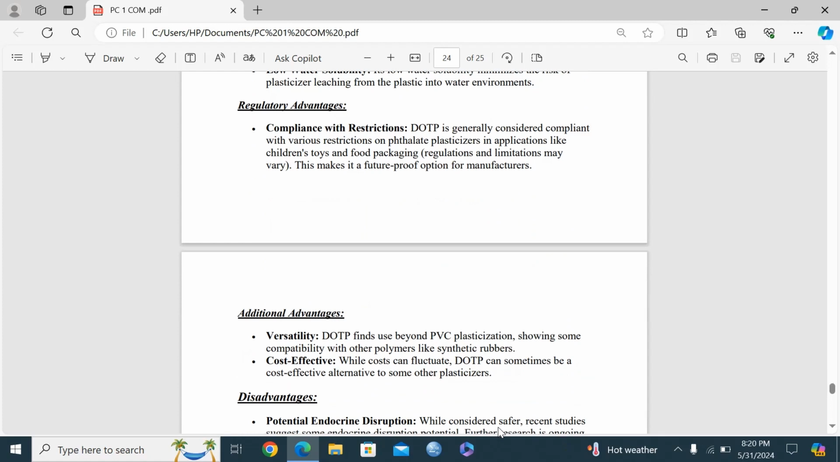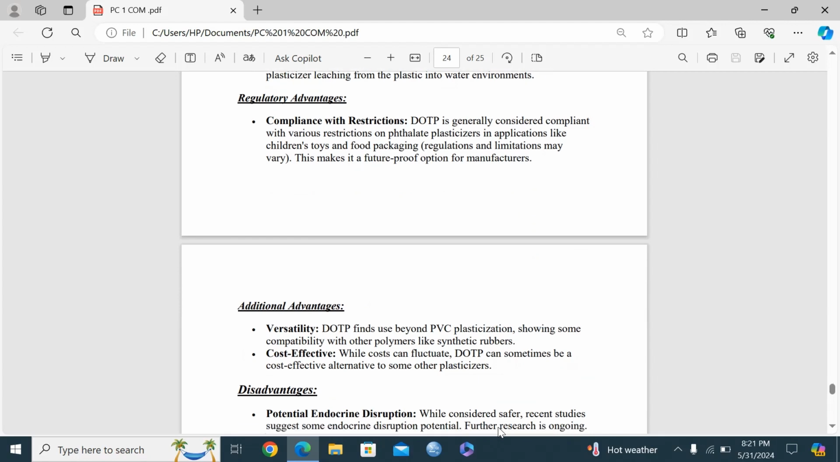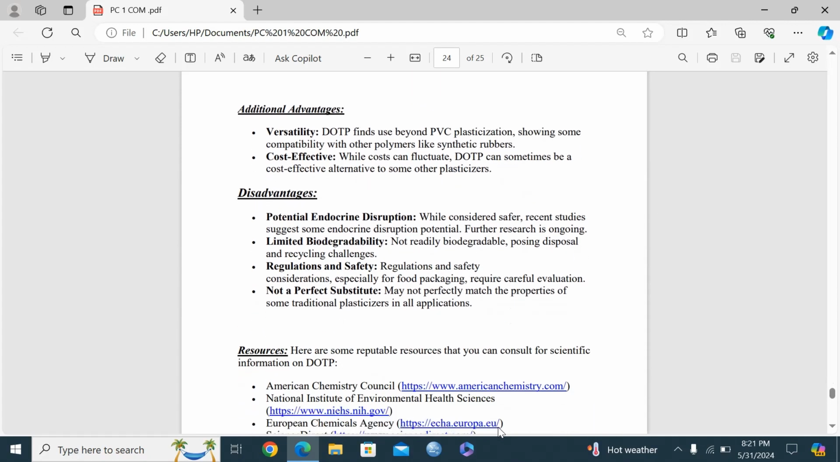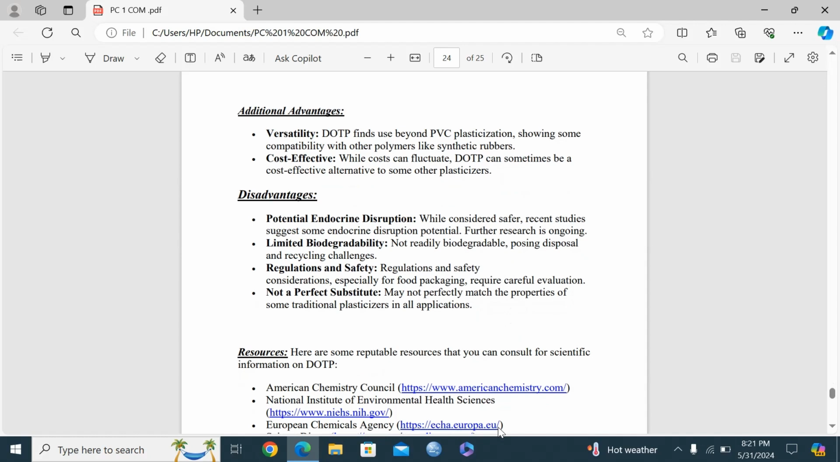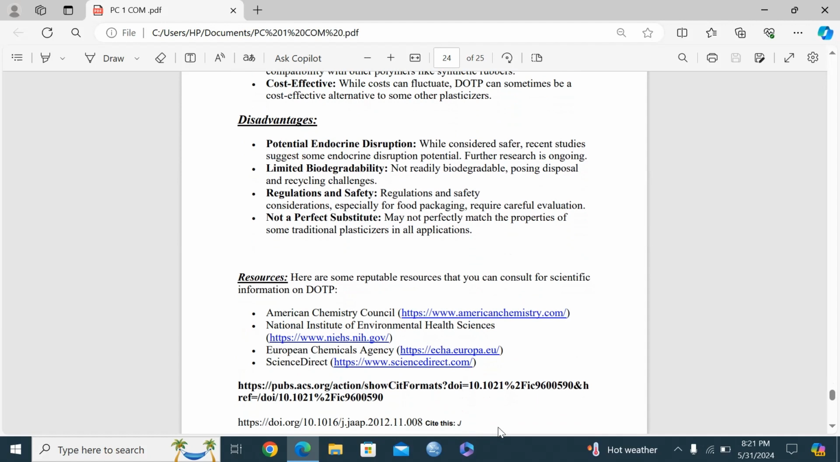Regulatory advantage: compliance with restrictions. DOTP is generally considered compliant with various restrictions on phthalate plasticizers in applications like toys and food packaging. This makes it a future-proof option for manufacturers. Additional advantages: versatility. DOTP finds use beyond PVC plasticization, showing some compatibility with other polymers. Cost-effectiveness: while cost can fluctuate, DOTP can sometimes be a cost-effective alternative to some other plasticizers.